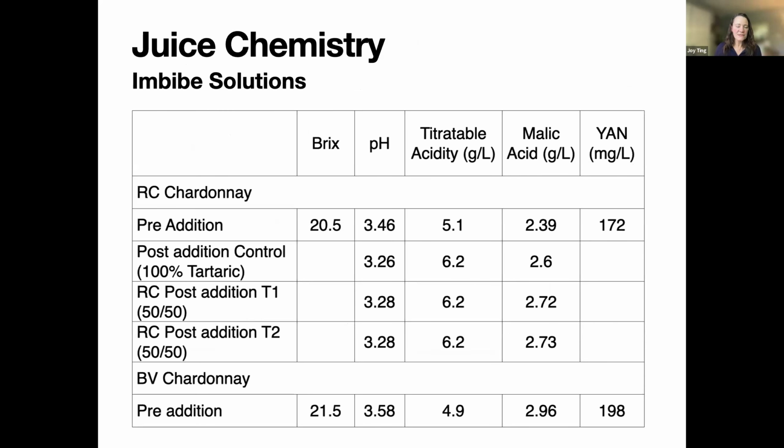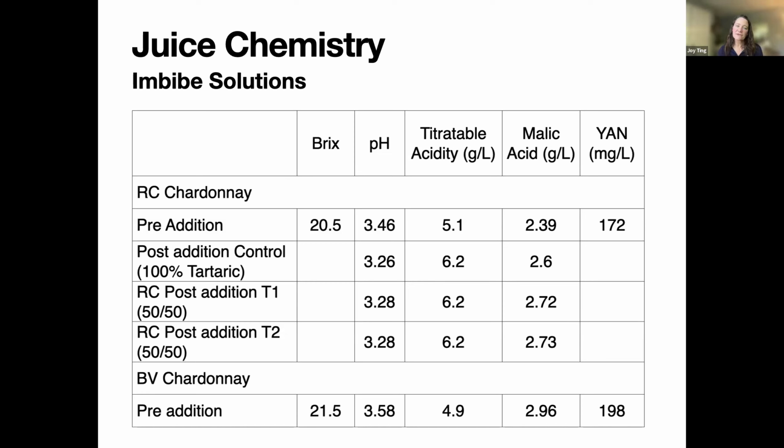So when we look first at the juice chemistry for this, if we look at the RC Chardonnay, that one came in with a pH of about 3.46. Well, first of all, both of these came in with a pH that was a little bit high. So we're at 3.46, 3.58, both really good candidates for acidulation. The RC Chardonnay came in with a pH of 3.46. When Corry did that acidulation, she was able to get to a target of 3.26, 3.28.